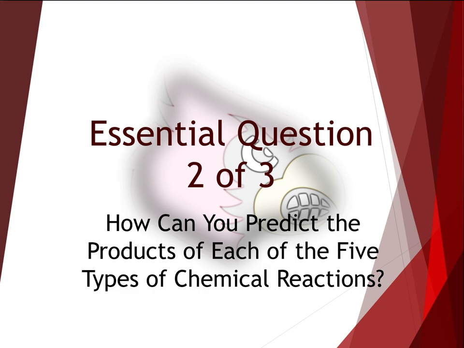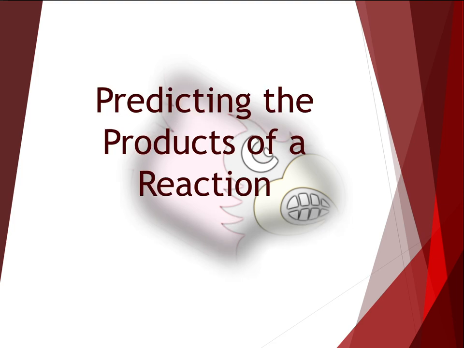This video is for Chemistry in the Earth System, Unit 4.1, Chemical Reactions and Equations. Today's essential question is, how can you predict the products of each of the 5 types of chemical reactions? First main idea, predicting the products of a reaction.